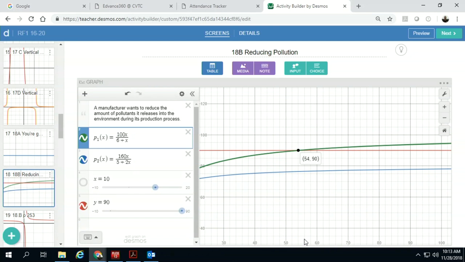Plan 2, how much does it cost? You can't remove 90% of the pollutants with plan 2. It can't happen. You've got to understand the limitations of mathematics.